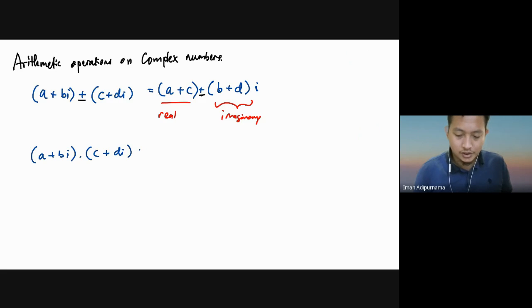How about multiplication? So we can also multiply. I think it's the same way, but you need to group all the real parts and the imaginary parts at the end of the results.